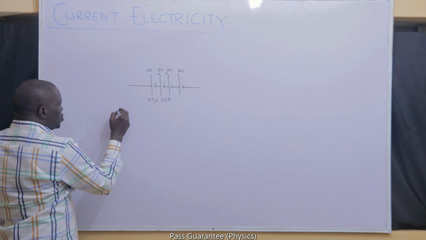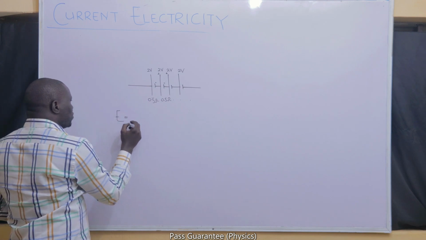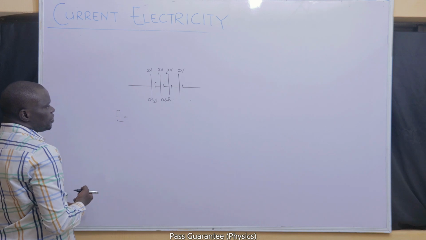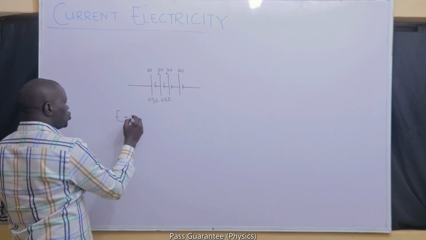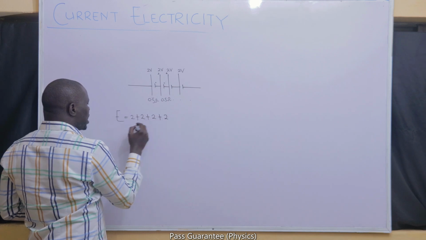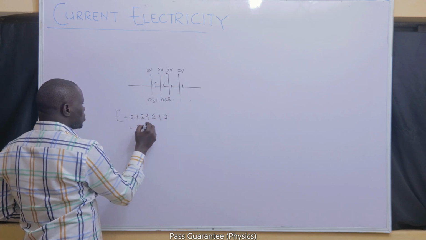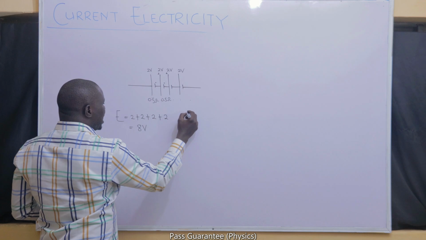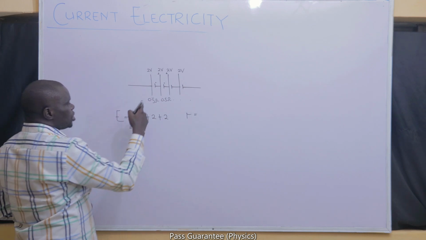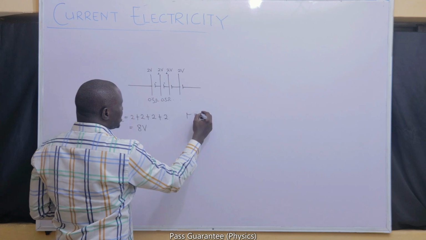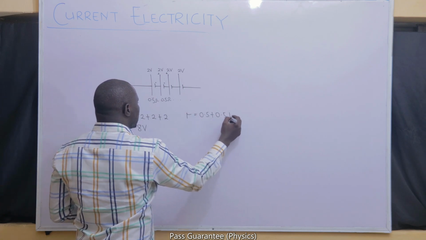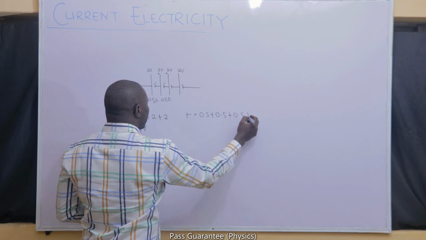We can combine their EMF. When they are connected in series, the EMF will be the addition of the EMFs that we have in the question. That will be 2 plus 2 plus 2 plus 2. The total EMF in that case will be 8 volts. But their total internal resistance will also be the addition of all of their internal resistances. That is 0.5 plus another 0.5 plus another 0.5 plus another 0.5.